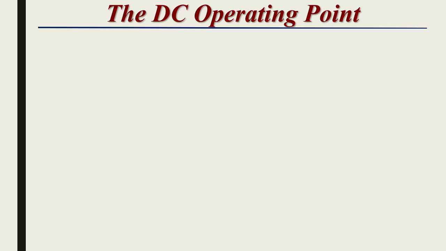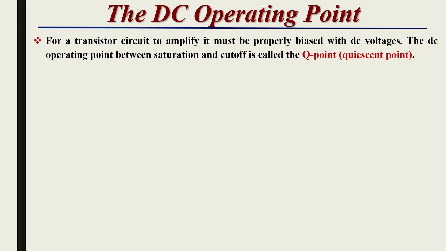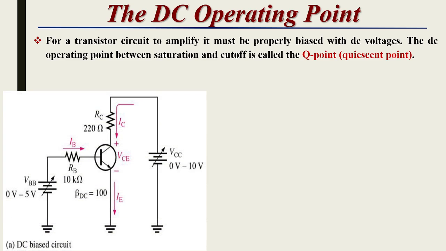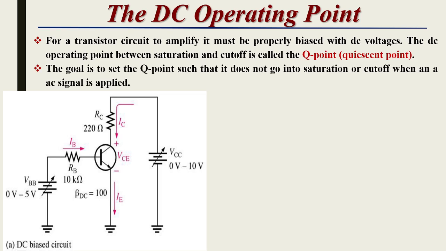So what is this DC operating point or quiescent point? For a transistor circuit to amplify, it must be properly biased with DC voltages. The DC operating point between the saturation and cutoff region is called the quiescent point, that is the Q point. Here is the circuit used for amplification purposes. The base emitter junction is forward biased, and the collector emitter junction is reverse biased. Now, the goal is to set this Q point such that it does not go into saturation or cutoff when the input signal is applied.